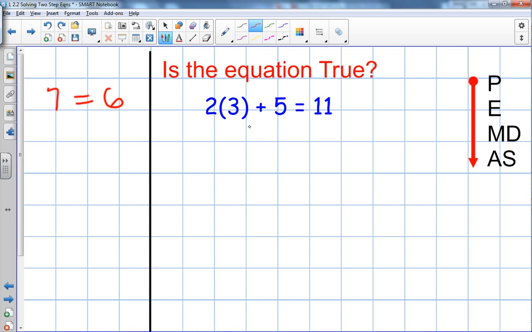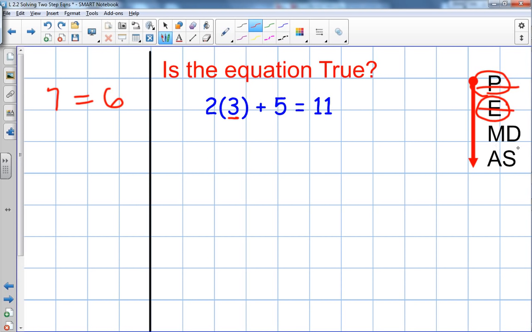And the way you determine whether it's a true equation is you work through the order of operations and simplify. First you look for parentheses. Now this expression on the left, or this equation, has a set of parentheses, but there's no work to be done inside. So there are no parentheses. Then you look for exponents. In this equation there are no exponents.